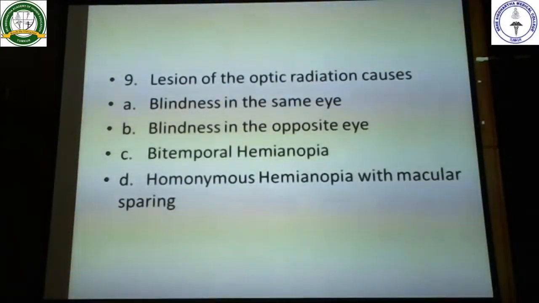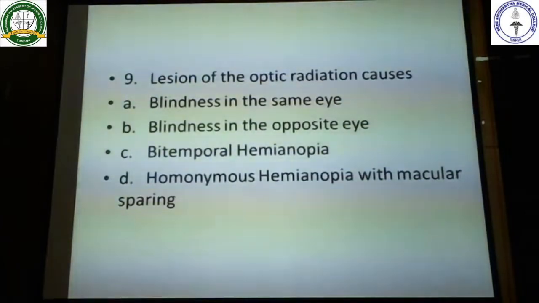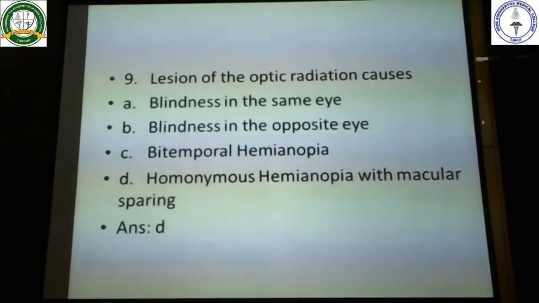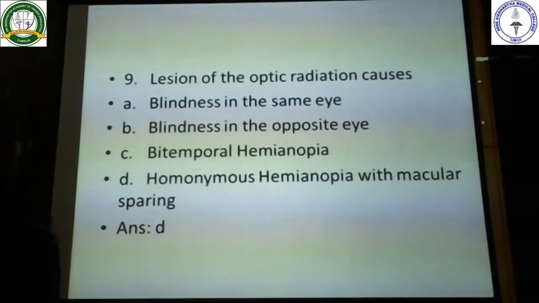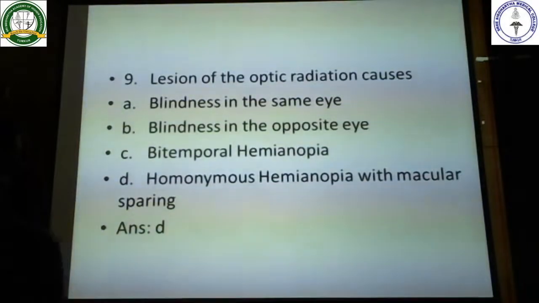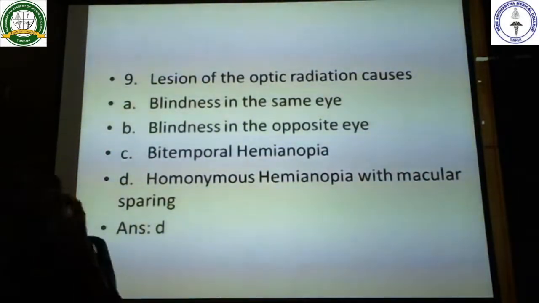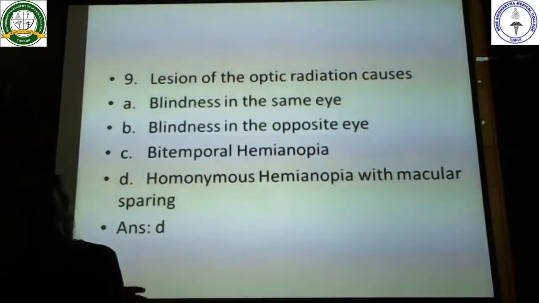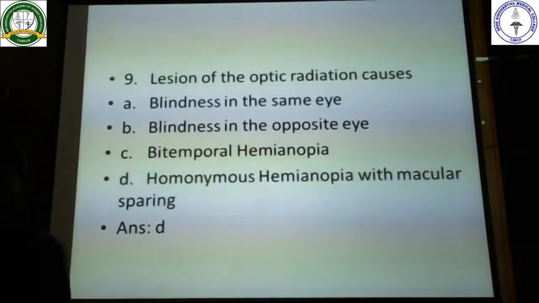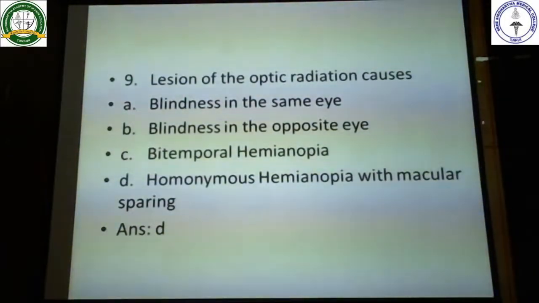Lesion of the optic radiation. What does it cause? Optic tract, optic chiasma, then optic radiation causes homonymous hemianopia with macula sparing. So now you know homonymous hemianopia. I just now told you, if the lesion is there, it is the nasal side on the left side and the temporal side of the right side. Otherwise it is the nasal side of the right eye and the temporal side of the left eye. So that is when the tract is damaged, because of the crossing of fibers.